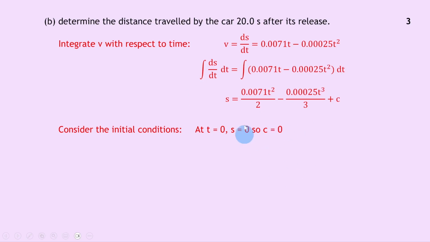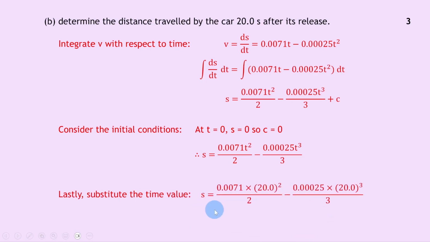So we can just rewrite our displacement s as s equals 0.0071 t squared over 2 minus 0.00025 t cubed over 3. And remember we're given a time in the question, 20.0 seconds, so let's sub that into our expression for s now. So lastly, we want to substitute the time value, so we have s equals 0.0071 times 20.0 squared over 2 minus 0.00025 times 20.0 cubed over 3. And if you put that into your calculator, you should get an answer of 0.75 meters.